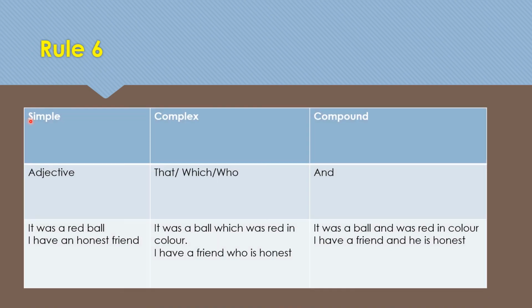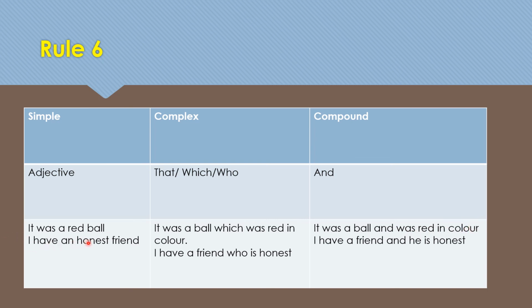Rule 6, simple, complex, compound. Look at this sentence, it was a red ball. Now here there is an adjective. What kind of a ball? Red ball. So when there is an adjective, then in the complex you will either use that, which, or who. You will make it into an adjective clause. It was a ball which was red in color. In the compound you will use and. It was a ball and was red in color.